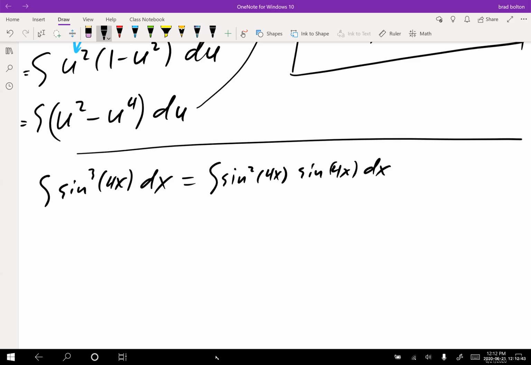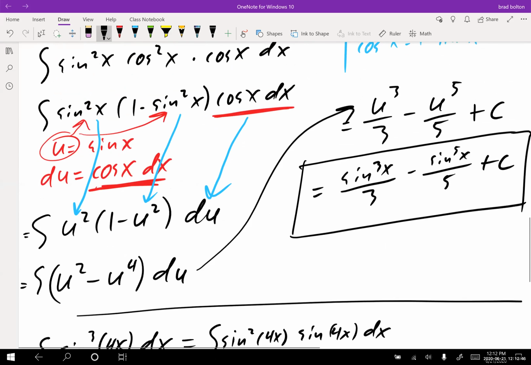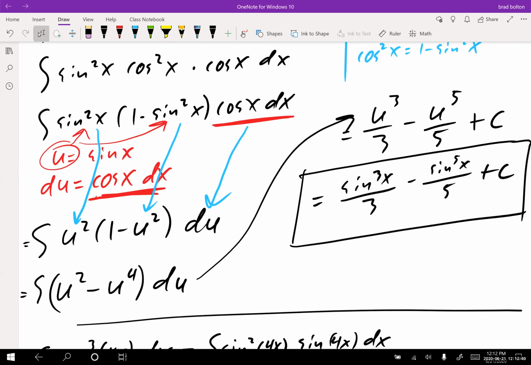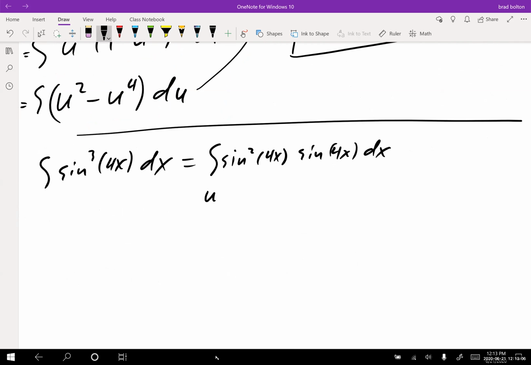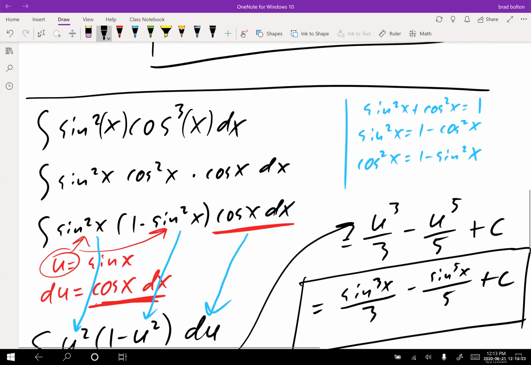Okay, and then what did we do last time? So whatever the du was going to become, the other thing had to become the u, right? So in this case, the sine 4x dx is going to become the du. So that means that sine squared 4x has to be in terms of cosine. So when we take the derivative of it, we get back to sine, which is the ending. So I'm going to say that this is the integral of 1 minus cosine squared 4x times sine 4x dx.